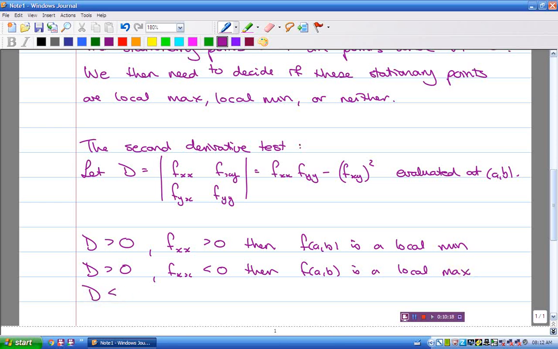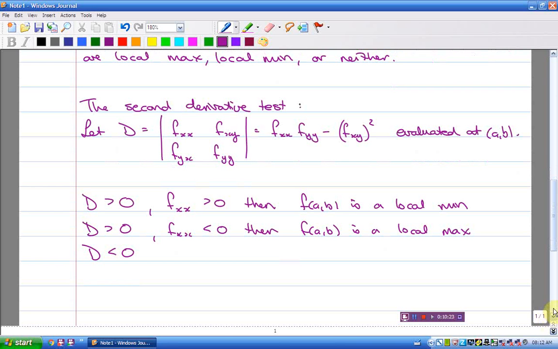If D is less than 0, it means we do not have a maximum or a minimum. We probably have a saddle point. Then f of (a, b) is neither max nor min. Saddle point.